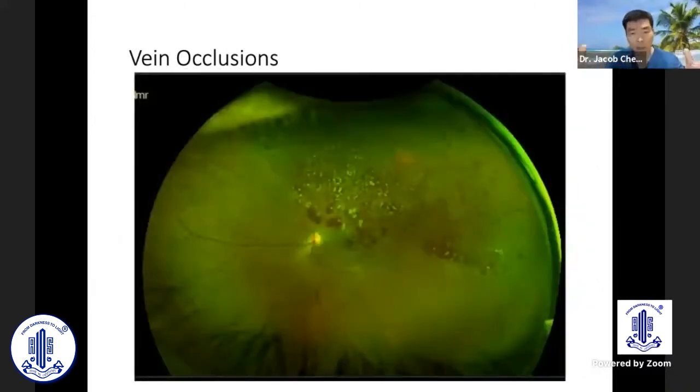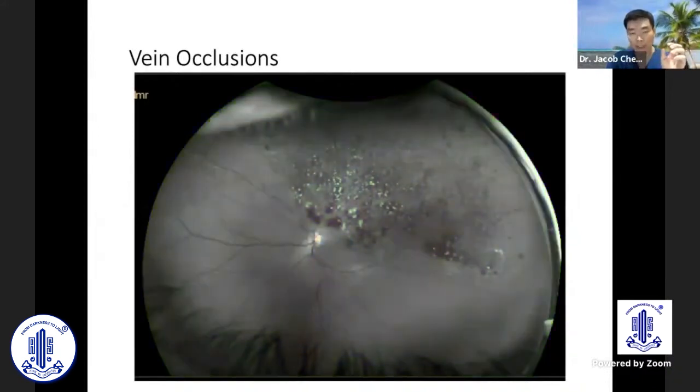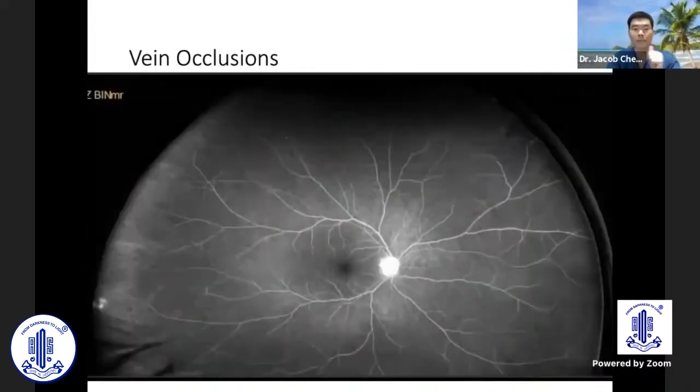Good ultra-wide field photograph to document the slow resolution of the hemorrhages with the application of the sectorial laser, again helped by the green laser.